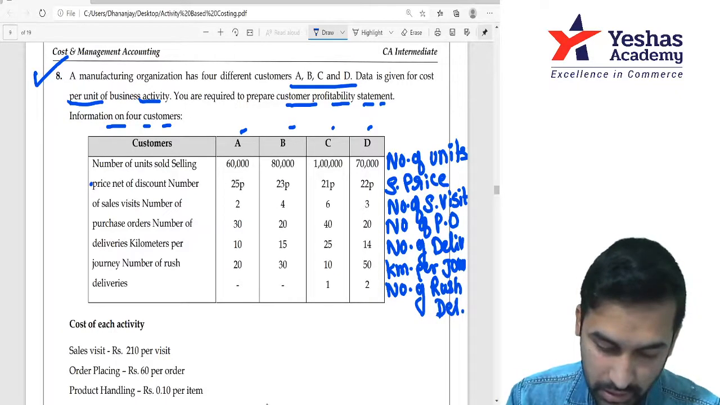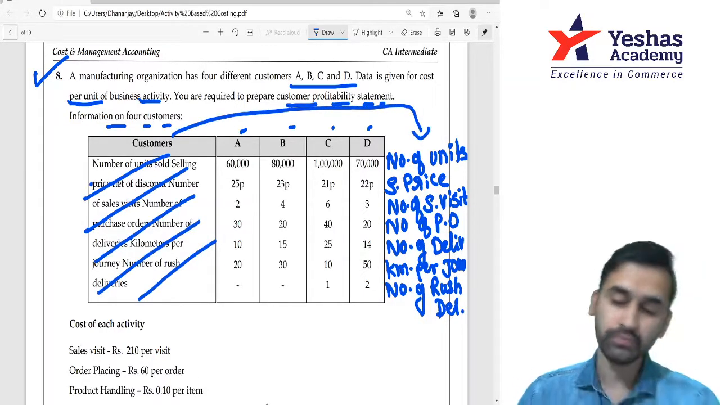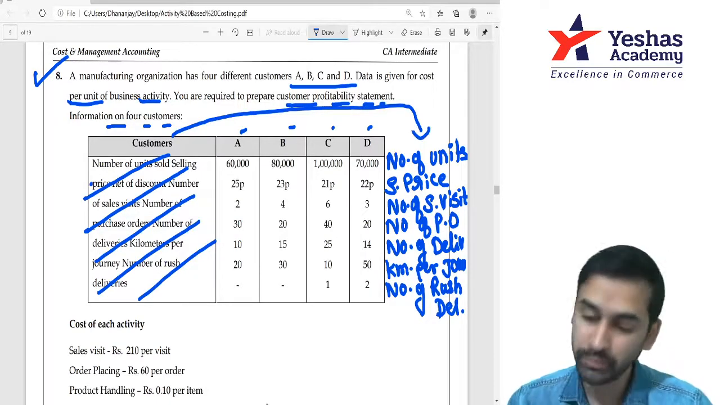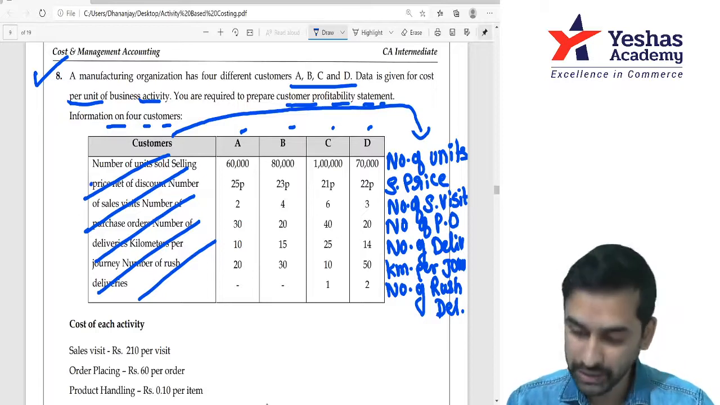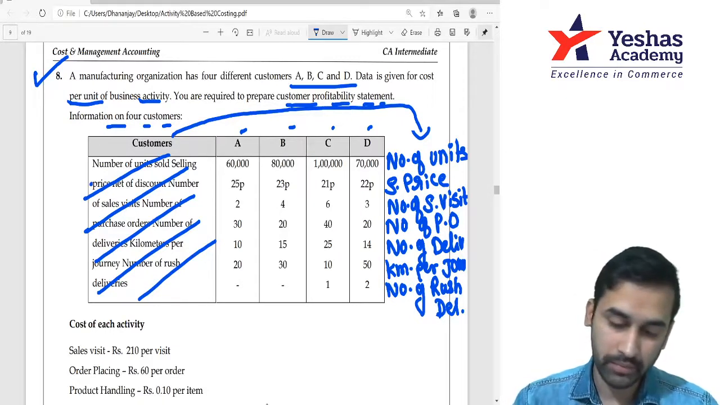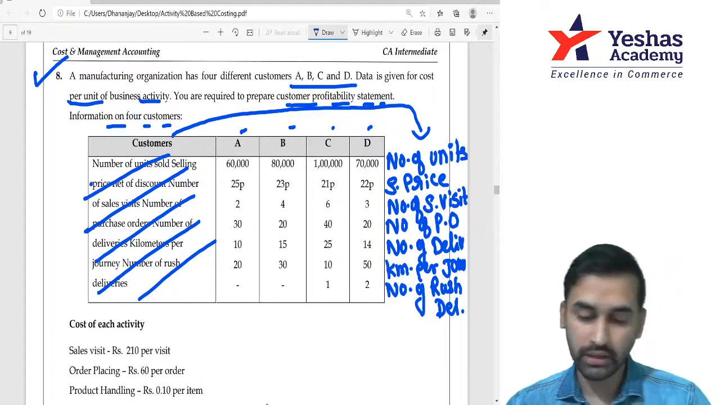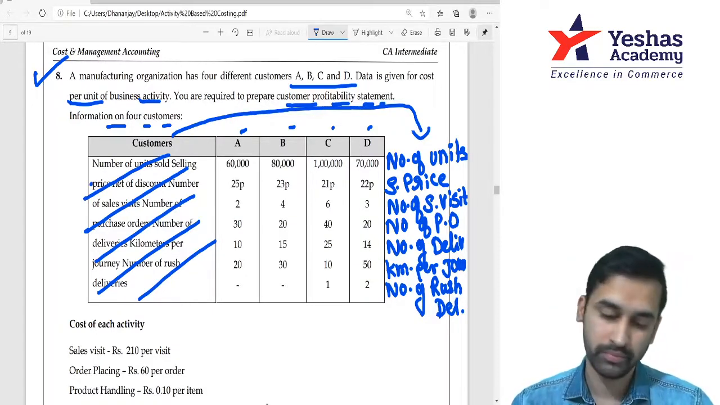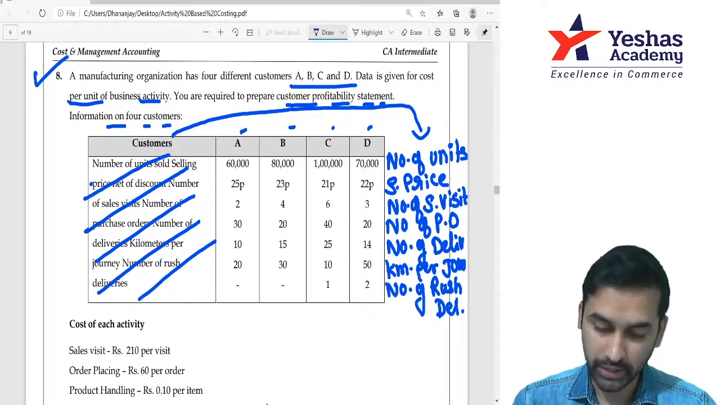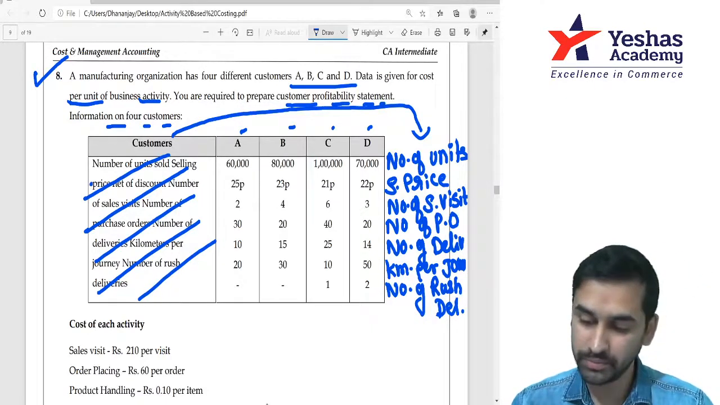Okay, let's go by what I have written here. Number of units, selling price. If you want, just make a note. Number of units, selling price, number of sales visits, then number of purchase orders, then number of deliveries. Next one, kilometer per journey, then number of rush deliveries.